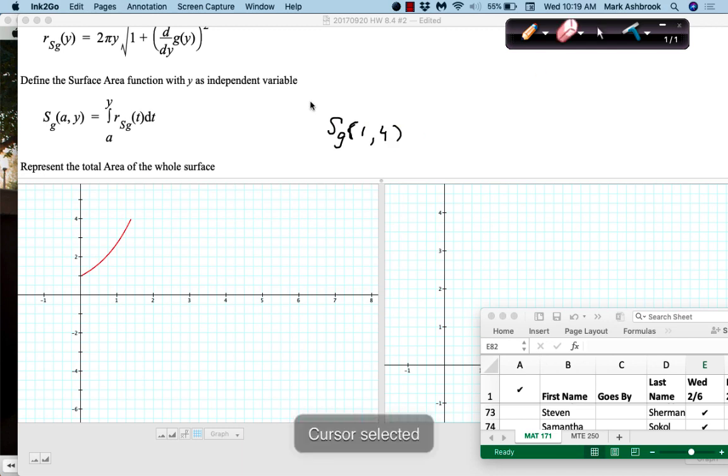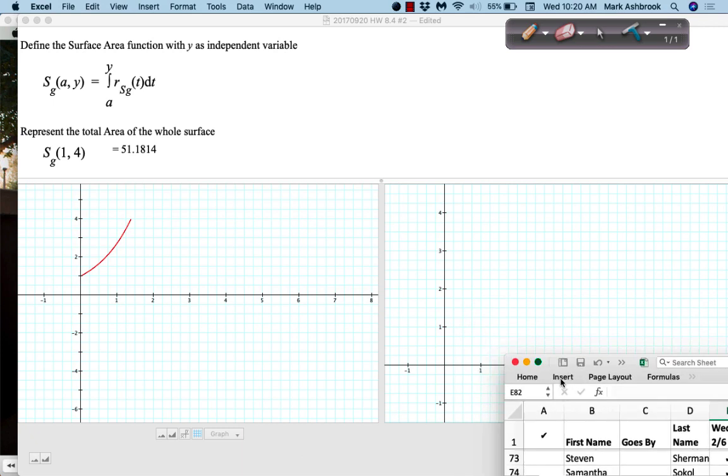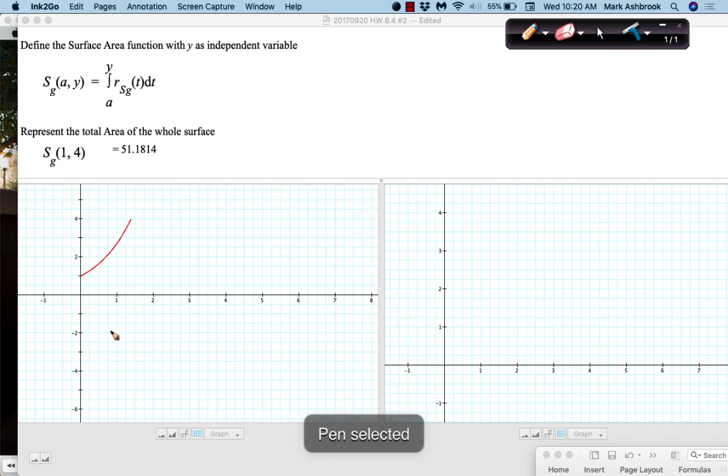Okay, and so that's 51. What was the arc length? Was like 3, right? 3.2 or something like that. And the surface area is 51. Why is it so much of a bigger number? Yeah, you're taking that and you're rotating it all the way around, and now you're measuring area instead of just arc length. Okay. So again, it's this thing here. So we just got the surface area of that whole thing.